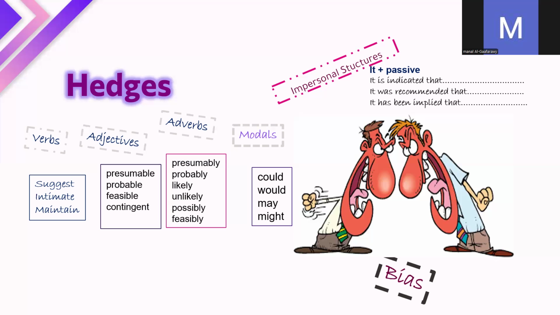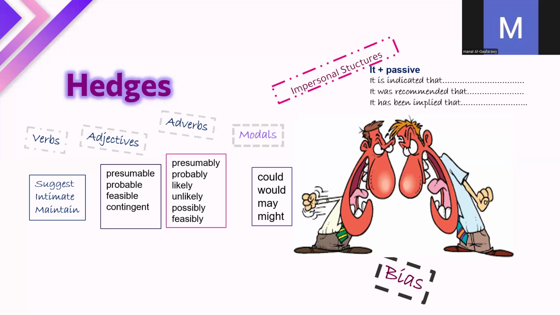You can find a ton of examples of hedges in the websites I leave at the end of this presentation. Adjectives include presumable, probable, feasible, contingent, and as you can see, all of these adjectives reflect probability. Adverbs like presumably, probably, likely, possibly, and feasibly. Modals encompass could, would, may, and might.